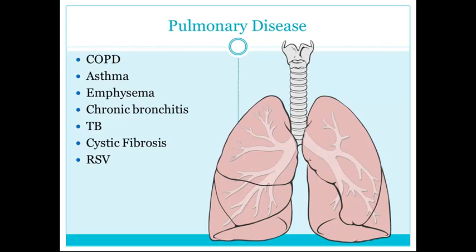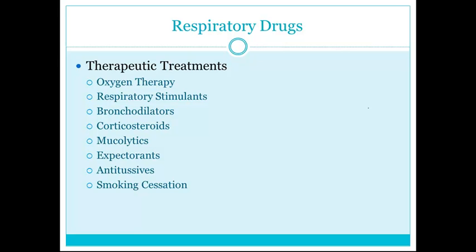The following are the pulmonary diseases you will want to be familiar with: COPD, asthma, emphysema, chronic bronchitis, tuberculosis, cystic fibrosis, and RSV. The following are respiratory drug treatments: oxygen therapy, respiratory stimulants, bronchodilators, corticosteroids, mucolytics, expectorants, antitussives, and smoking cessation drugs. We will talk about all of these classifications in the following slides.